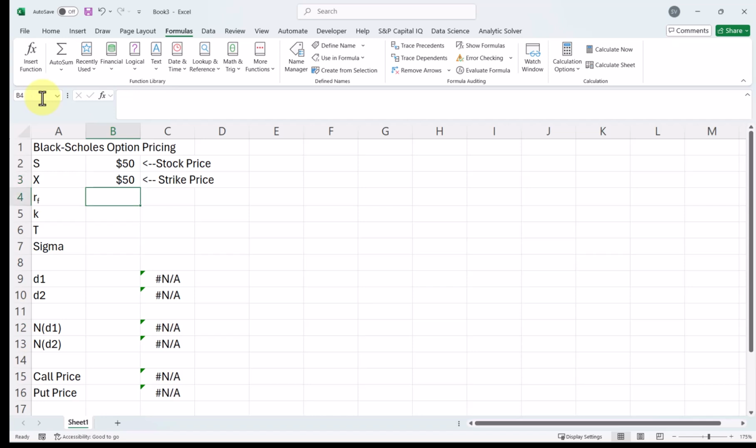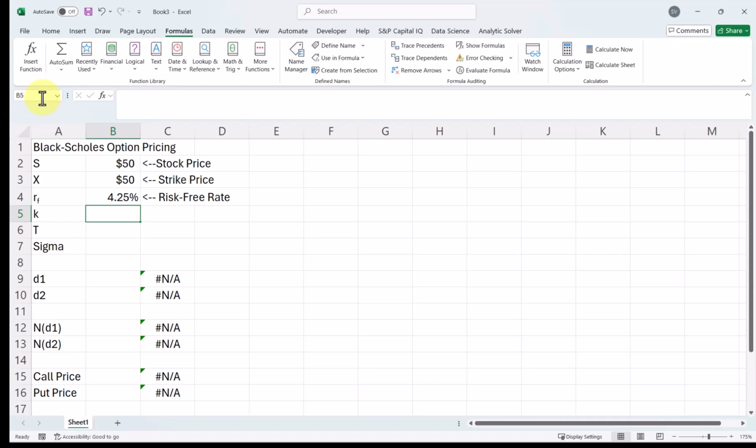The risk-free rate right now is about 4.25%. So that's what I'll put in here, 0.0425. And I'm going to name this cell risk-free. And I'll also note over here that this is the risk-free rate.